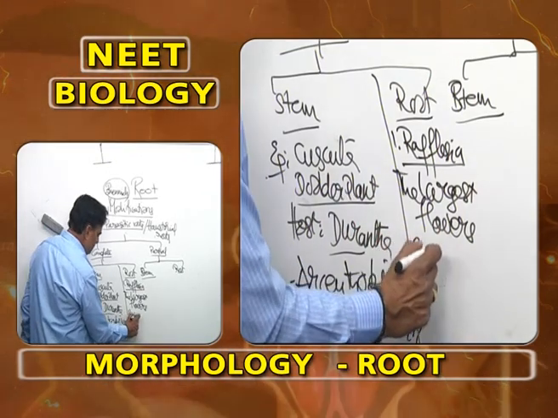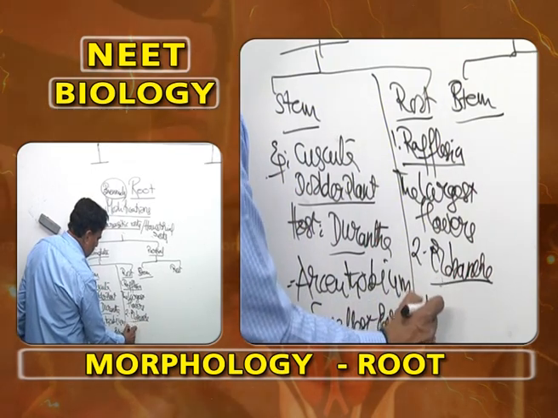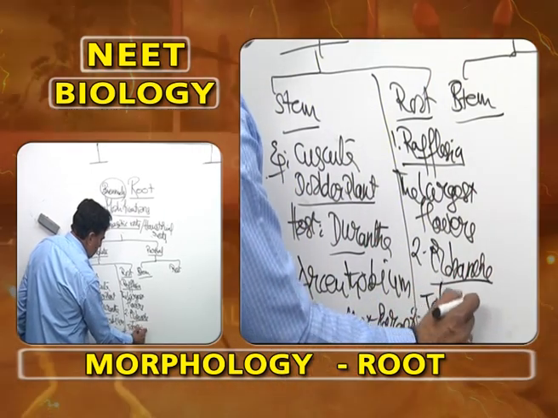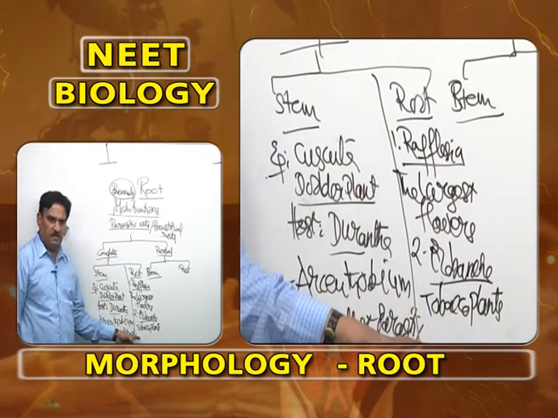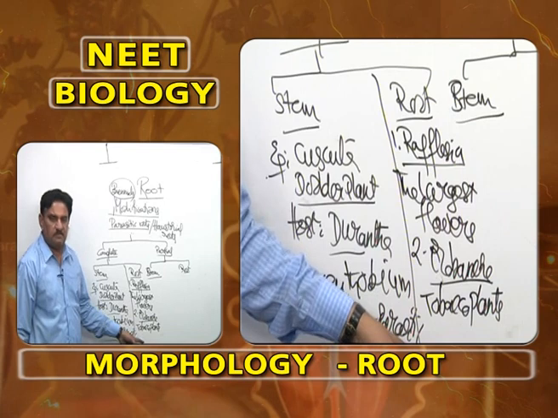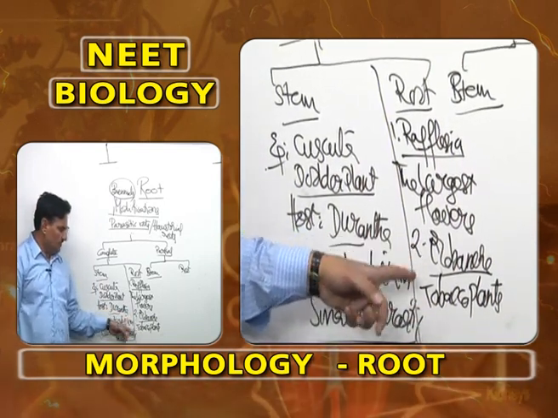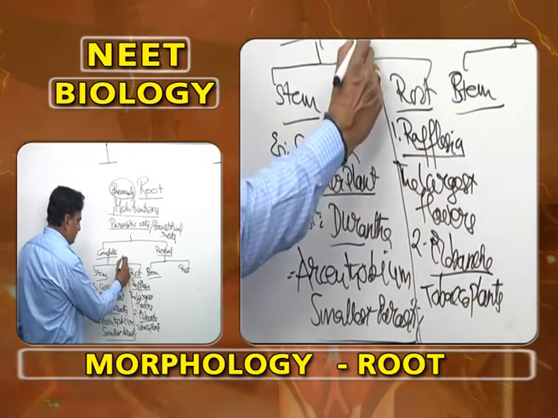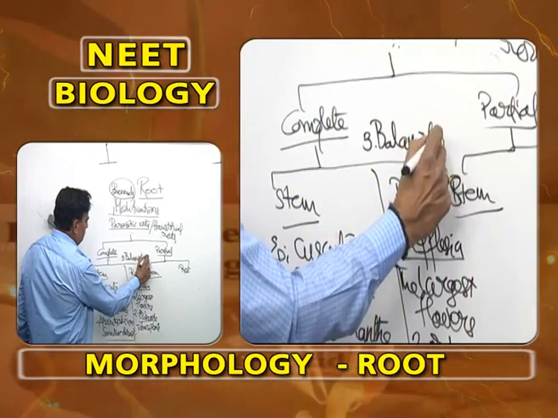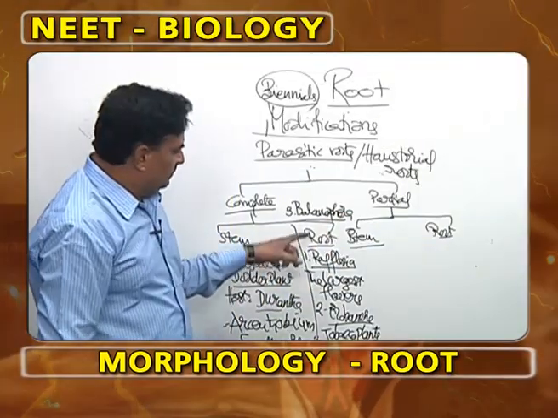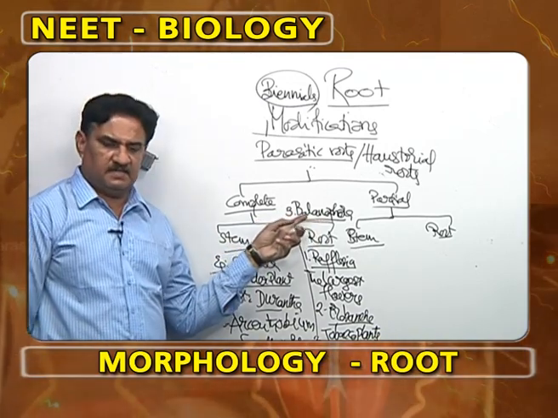Then Orobanche. Orobanche grows only on tobacco plants. This is an important bit. Orobanche depends on or grows only on tobacco plants. The roots of tobacco plants are the places where Orobanche grows. There is another complete root parasite called Balanophora. The speciality of Balanophora is that it is a complete root parasite with scale leaves. These are all important for MSET.